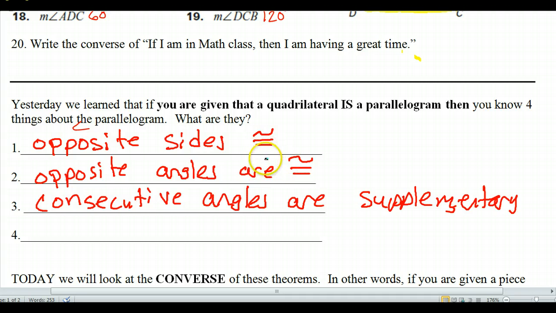If a quadrilateral is a parallelogram, then its diagonals bisect each other. Okay, the diagonals will bisect each other. In other words, these diagonals will cut each other in half. So this is the 4th property I gave you. The diagonals bisect each other.